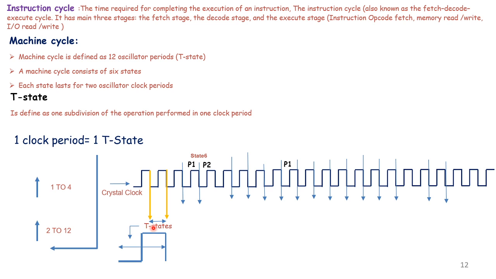One T state will be one period. So these are the periods like this: on time, off time. This is off and this is on. This is a period, and that is one T state. Another off, on, another period, another T state, and like this.